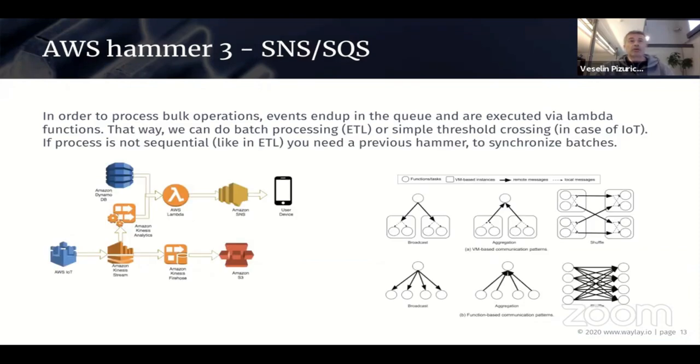The next hammer would be obviously queues, because if the data comes in pretty fast, or you have to do some sort of pipelining, you need to have some sort of queues: SNS, SQS, or any other, EventBridge or messaging and so forth. So you really need somehow to pile up these messages to be able to be processed.